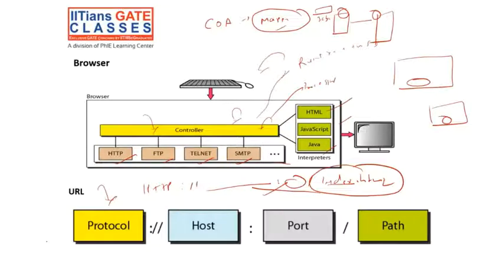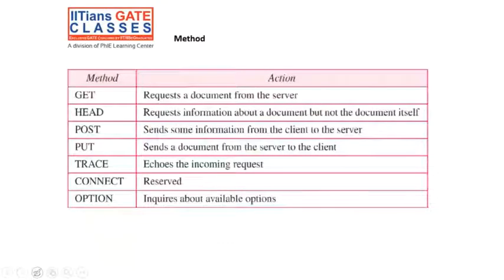So this is very simple: how we request over HTTP and how we get the response from the server. What are the methods we normally use during request and response? The GET method gets the document from the server, right? HEAD requests information about the document, but not the document itself, just information about the document or web page. POST sends some information from the client to the server.